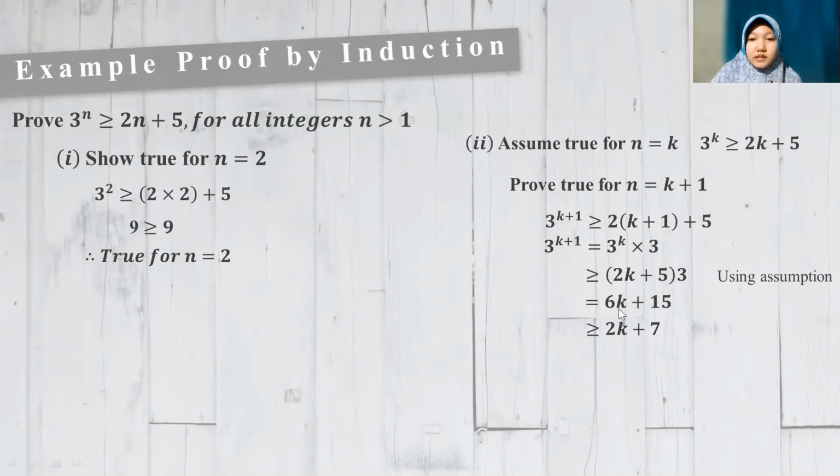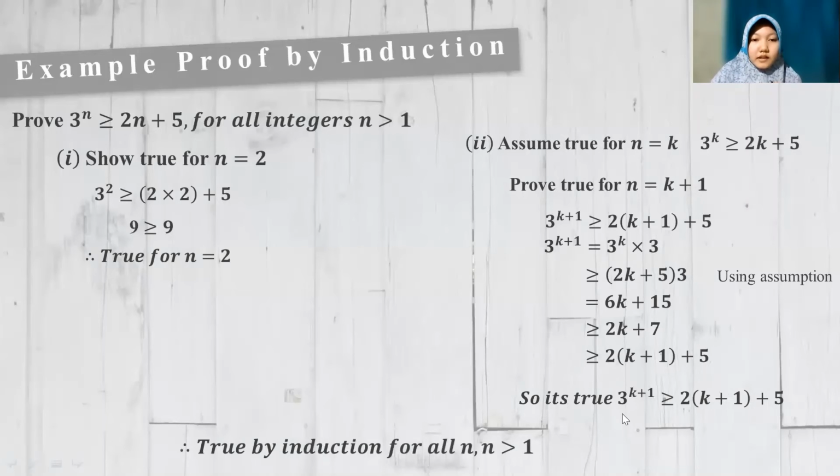And we know that 6k plus 15 is greater than 2k plus 7. So we write greater than or equal to 2k plus 7. We can change 2k plus 7 to 2 times k plus 1 plus 5. And this, 2 times k plus 1 plus 5, is the same as this. So it's true that 3 power k plus 1 is greater than or equal to 2 times k plus 1 plus 5. This is the same as this. So it's true.